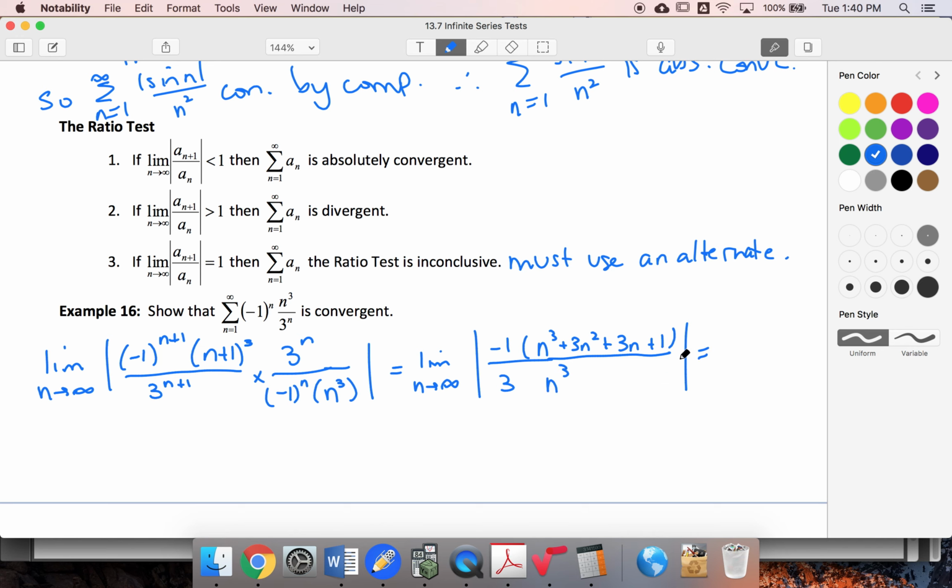So limit as n goes to infinity, well, this whole function is going to go to 1, so I'll end up with 1/3, which is less than 1. Therefore, my sum, (-1)^n n^3 over 3^n, converges by ratio test.